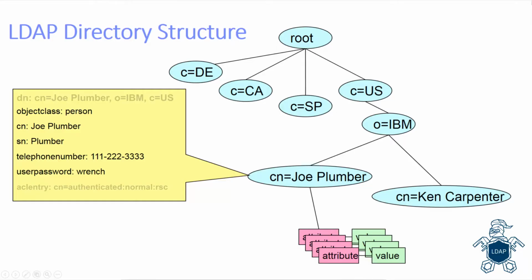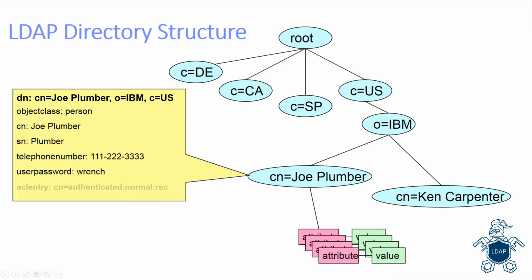Data is stored in attributes in an entry, and the entries are grouped into a tree. This tree can be searched to find entries based on attribute contents or by simply traversing the tree and examining each entry. Each entry is named by a distinguished name, or DN. For example, CN equals Joe Plumber, OU equals IBM, C equals US. Entries can be added, modified, renamed, or deleted. The attributes an entry contains can be defined by the LDAP administrator.